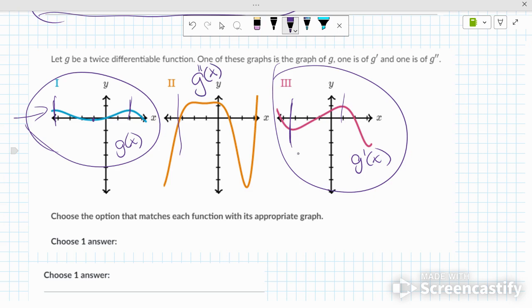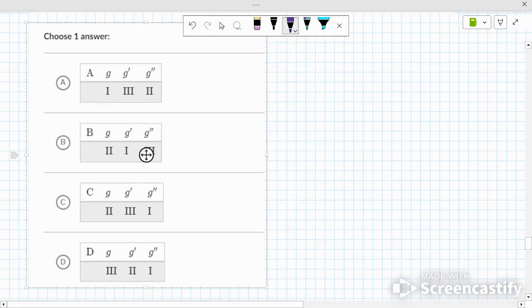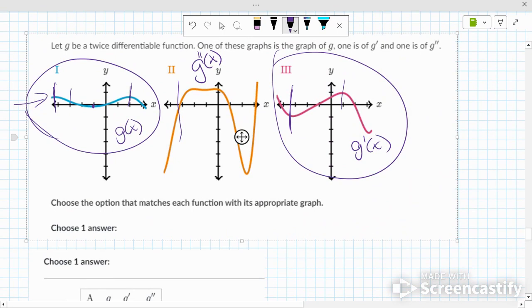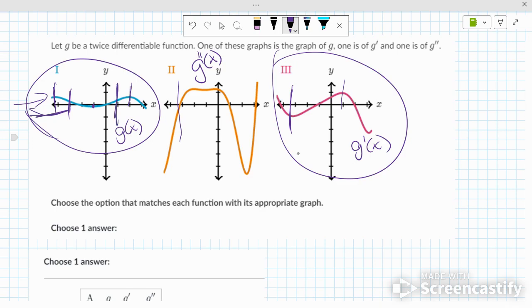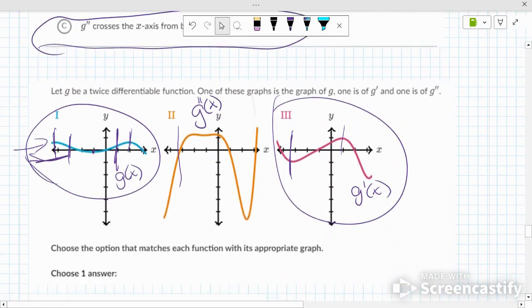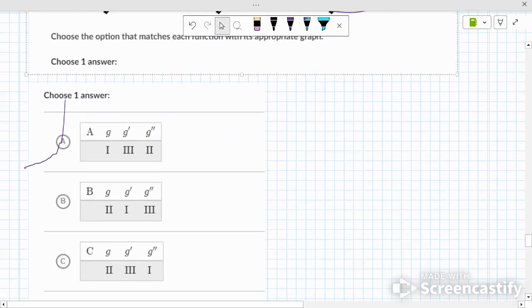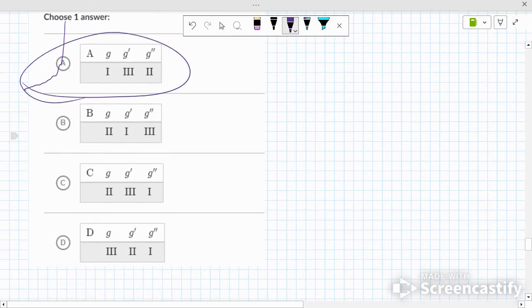Okay, so then the second derivative, we can look at the original one for concavity. Concave down from here to here. Concave up till about here. So below the x-axis from 3 on over, above the x-axis till 1, and then below the x-axis again, concavity. Okay? So it goes 1, 3, 2, which is this one.